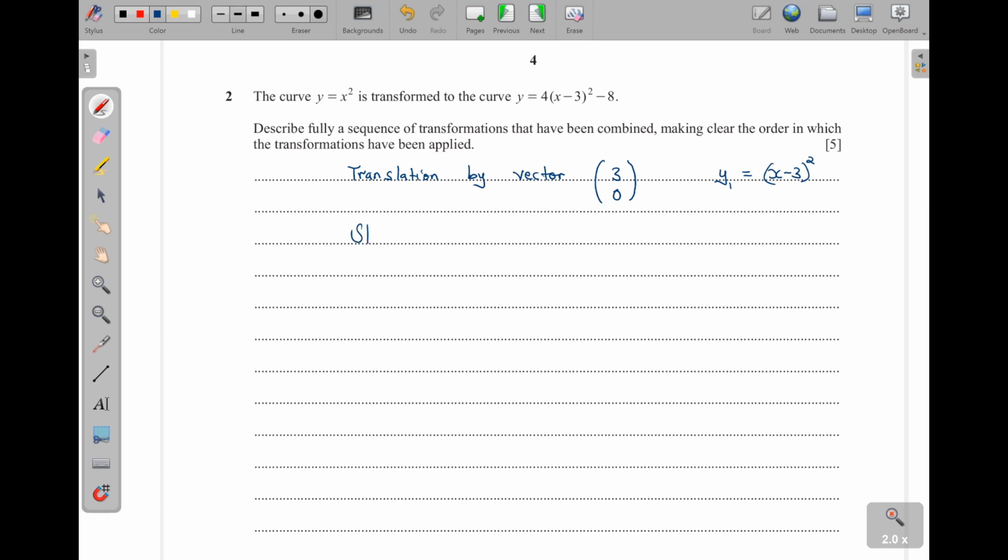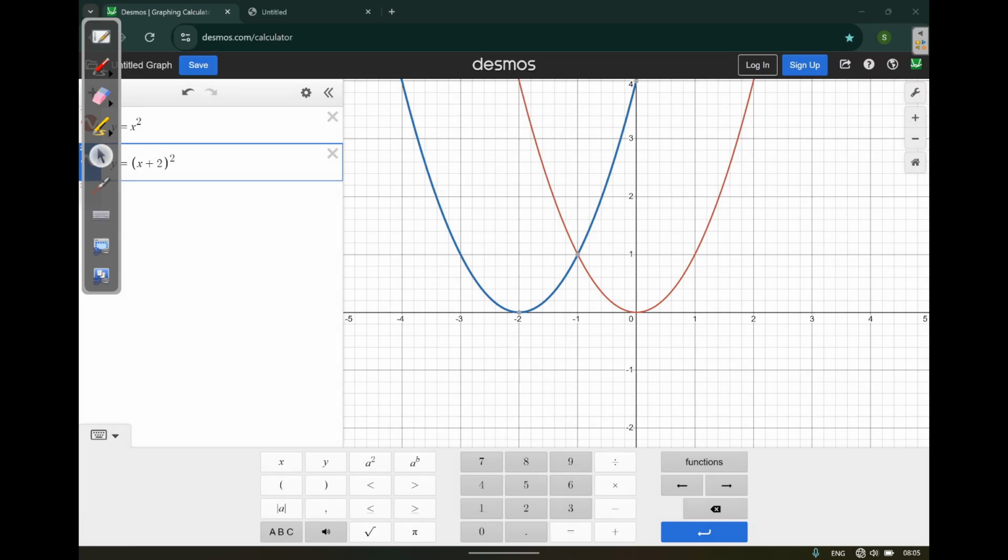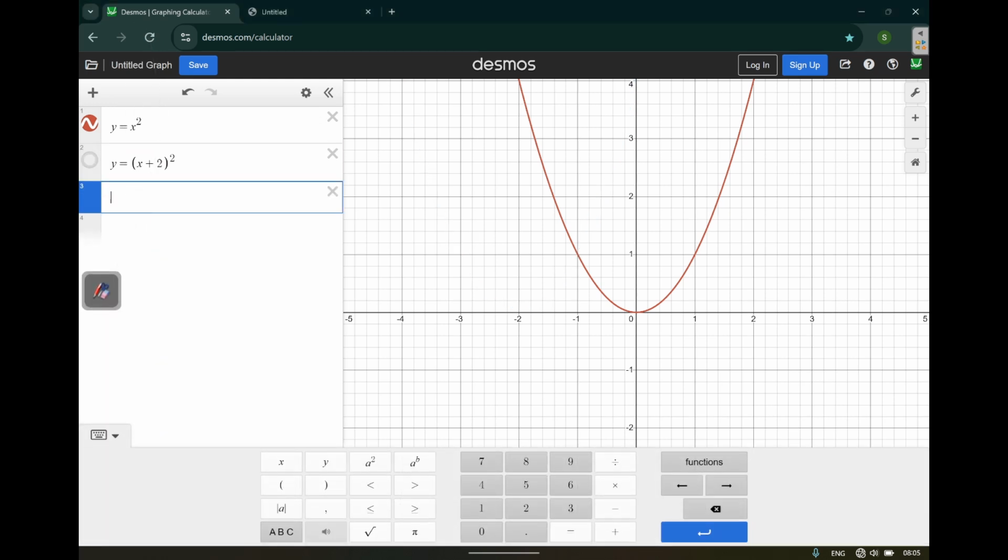So stretch by factor 4 parallel to the y-axis, because the function has been multiplied. So maybe y2 is going to be now 4 times (x minus 3) squared. So when we go back here, let me take this one away, and we say y is equal to, let's say, 2 x squared.